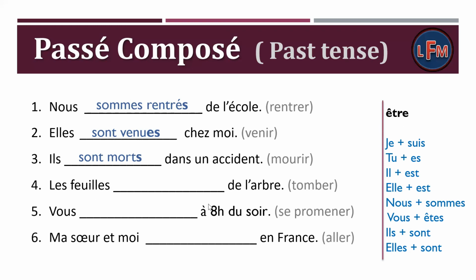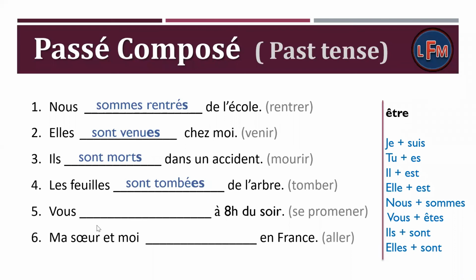Les feuilles dash de l'arbre. First, we take the auxiliary verb être with les feuilles as it is feminine plural. So with elles, it is sont. Then the participe passé of the verb tomber, which is tombé with an accent aigu, and we add an extra e and s because les feuilles are feminine and plural.